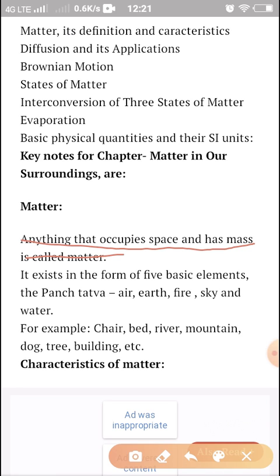These exist in the form of five basic elements, the Panch Tattva, and they are air, earth, fire, sky, and water. These are matter. For example, chair, bed, river, mountain, dog, tree, anything that exists on earth is called matter, right?